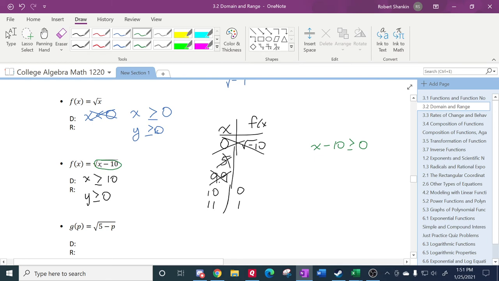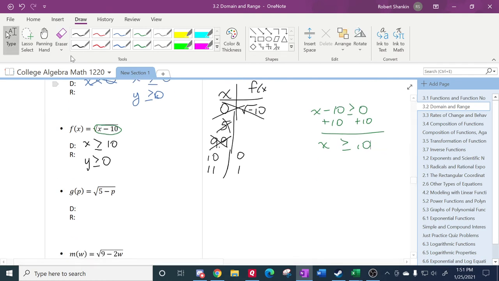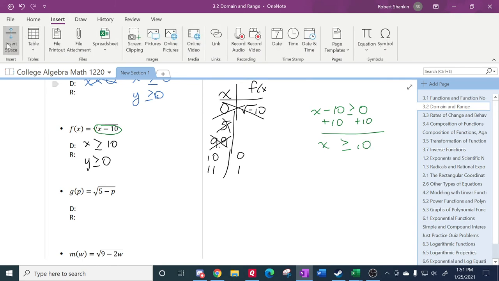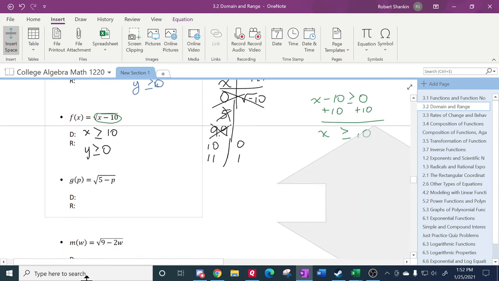So that when x is 11, you're going to get something that's okay. When x is 9, 9 minus 10 is not greater than or equal to 0. Okay. Once you have this, then you can solve this inequality. And that is the same as the domain. So let's go down to this next one and create a little space.